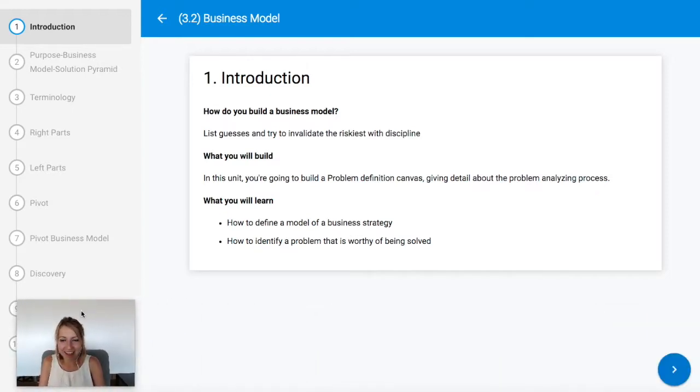the slides. First of all, in this unit, you are going to build a problem definition canvas. This is very important because it is the first step, where you need to give detail about the problem analyzing process. And what are you going to learn as well? You are going to learn how to define a model of a business strategy and how to identify a problem that is worthy of being solved.